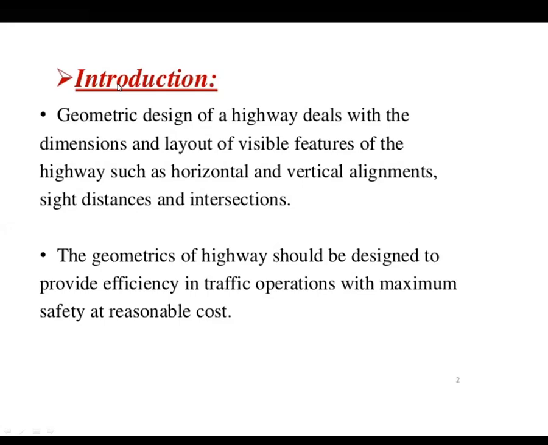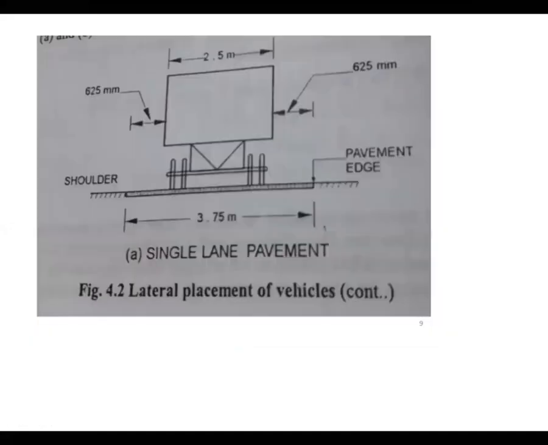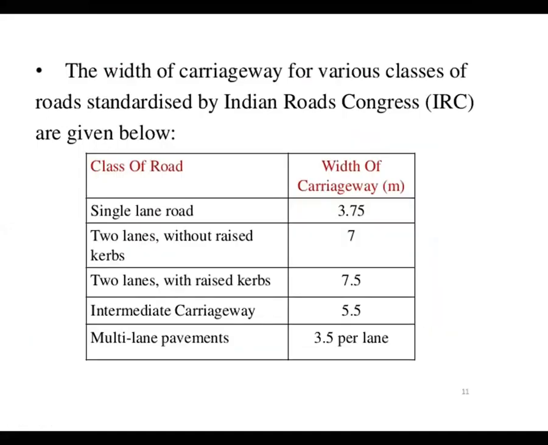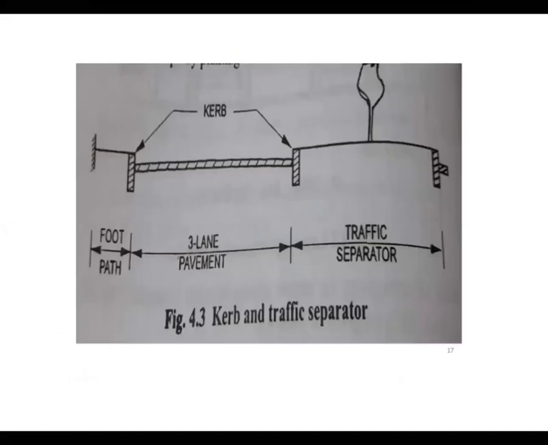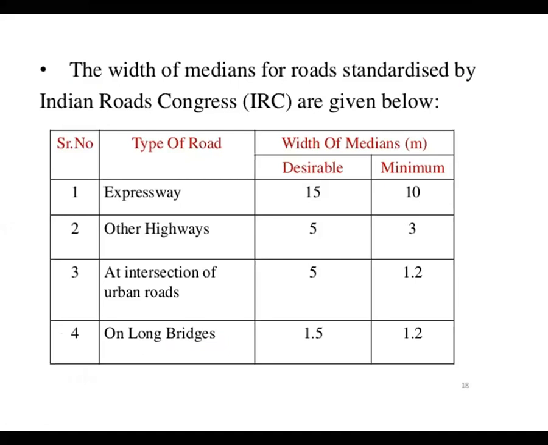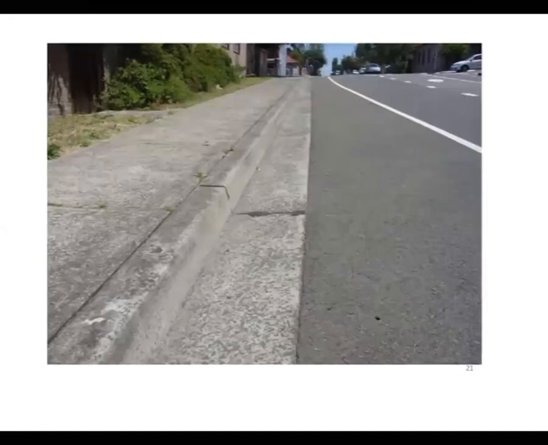We have started chapter number 2, that is geometrical design of a highway. Some part of this chapter has been covered, so now we are moving ahead. In that we have covered topics like width of carriageway, slope, camber, median, curves, etc.